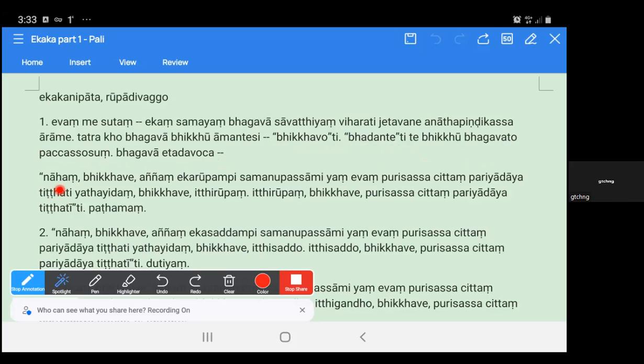Nāhaṃ bhikkhave aññaṃ ekadhammampi samanupassāmi yaṃ evaṃ purisassa cittaṃ pariyādāya tiṭṭhati yathayidaṃ bhikkhave itthirūpaṃ. Itthirūpaṃ bhikkhave purisassa cittaṃ pariyādāya tiṭṭhati. Paṭhamaṃ.